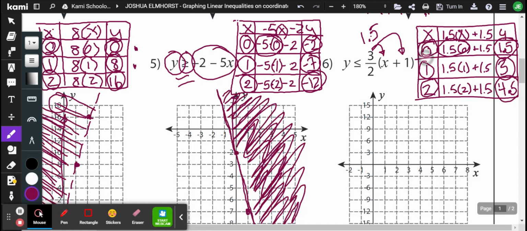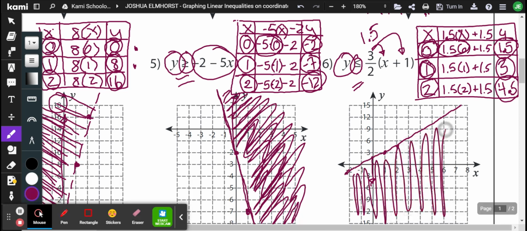Now we go graph the points, 0, 1.5. So when x is 0, y is 1.5. When x is 1, y is 3. 1, 3. And then 2, 4.5. So it looks like it's just going up slowly. And it is equal to, so we're going to have a solid line. And y is on the less than side. Less than is going to be under. So we're going to shade in where y is under the line.